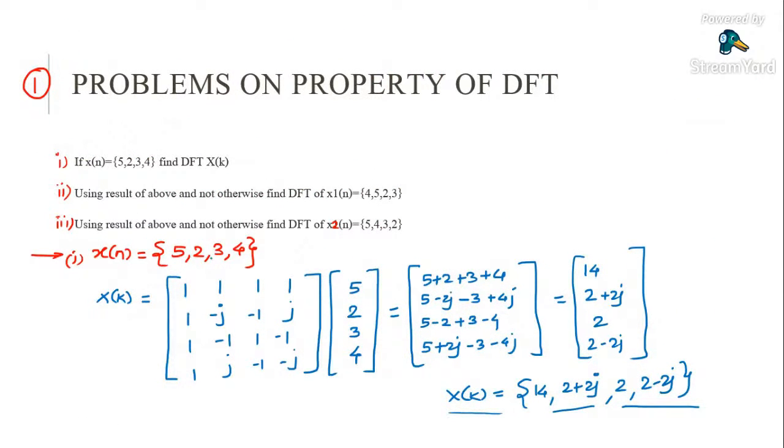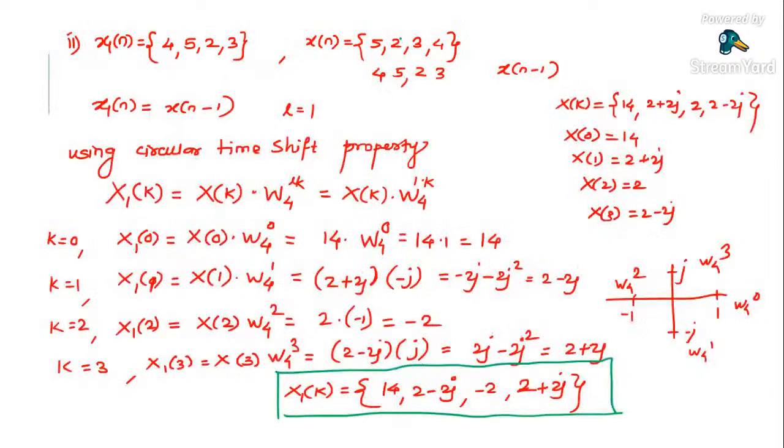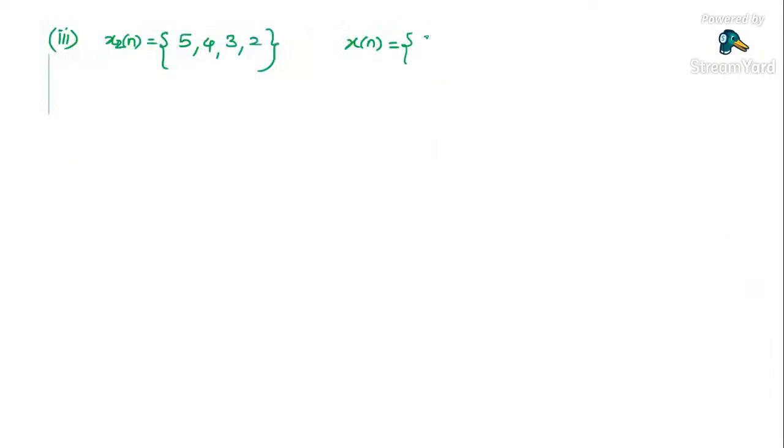Now we'll move towards the third bit of the problem: using the result above, not otherwise, find the DFT of x2 of n, which is 5, 4, 3, 2. What is x of n given? x of n is 5, 2, 3, 4. Now compare both the terms. There are equal numbers: 5 is there, 4 is there, 3 is there, 2 is there.